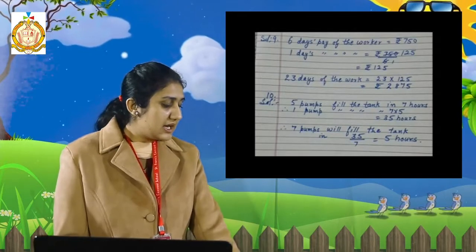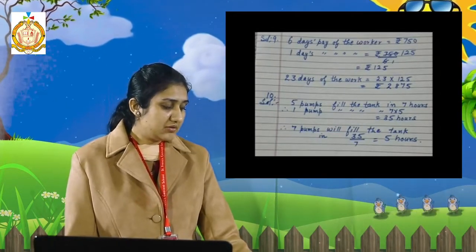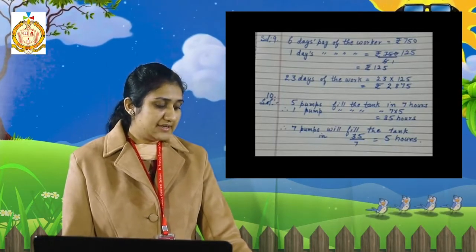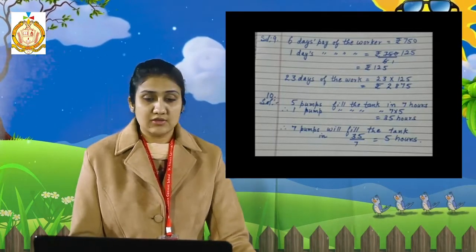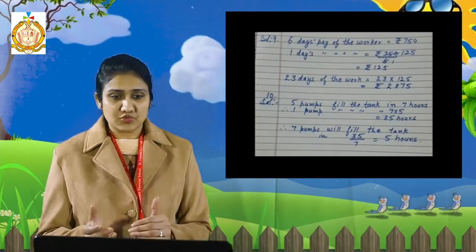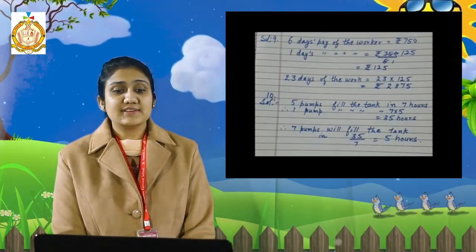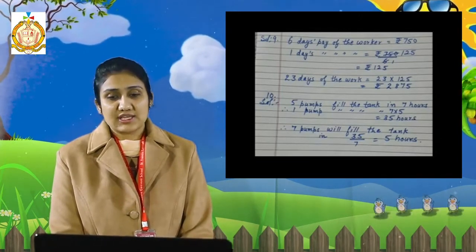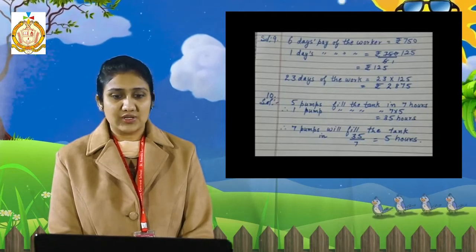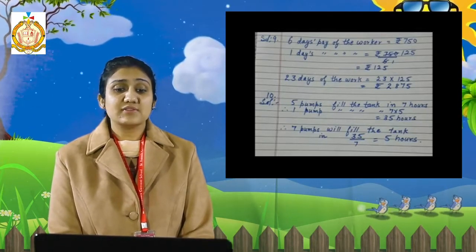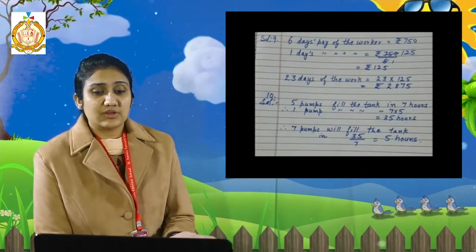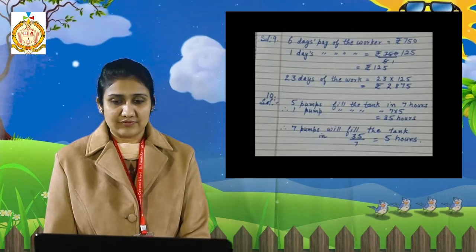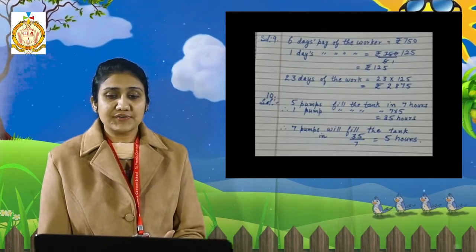Ninth sum is, a worker is paid rupees 750 for 6 days work. If he works 23 days, how much will he get? So firstly see, this sum is in direct proportion. So we will write that 6 days pay of the worker is 750. So 1 day pay will be less, that is 750 divided by 6, that is 125. Now 23 days pay of the worker is 23 multiply 125. So our answer will be 2875.